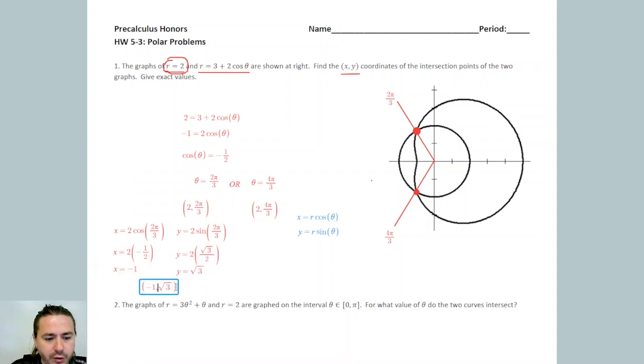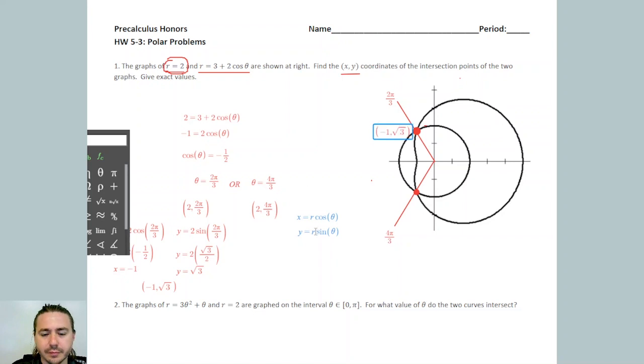And this point will be the one that is right here. Guess I could just put it over here. Okay, so there's the first one.